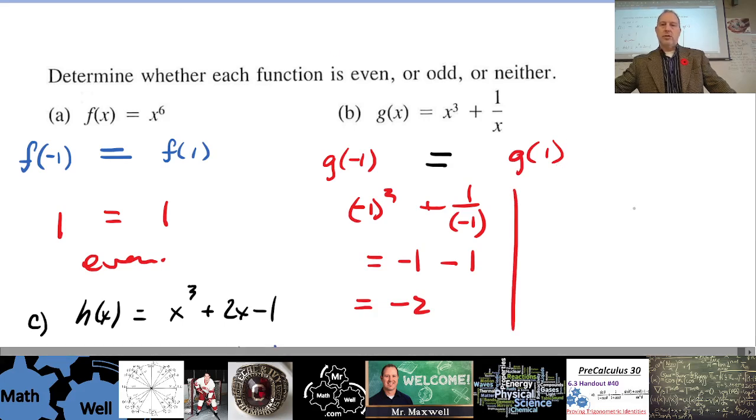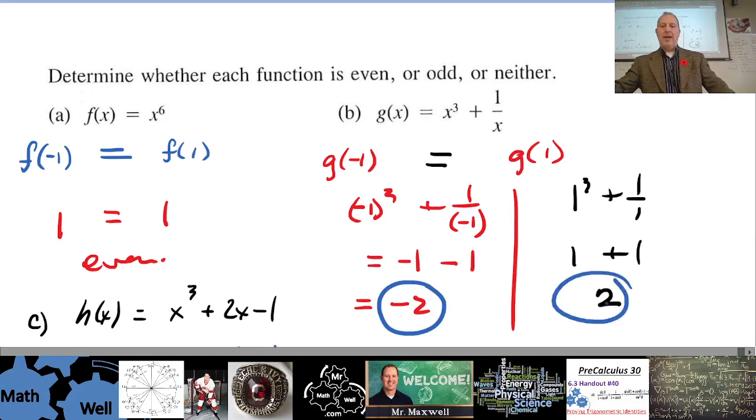I'll do this in another color. g of 1 is 1 cubed plus 1 over 1, that's 1 plus 1, which is +2. So what we notice is that this is a negative a and a positive a. The numbers are the same, the signs are opposite, so this is odd.